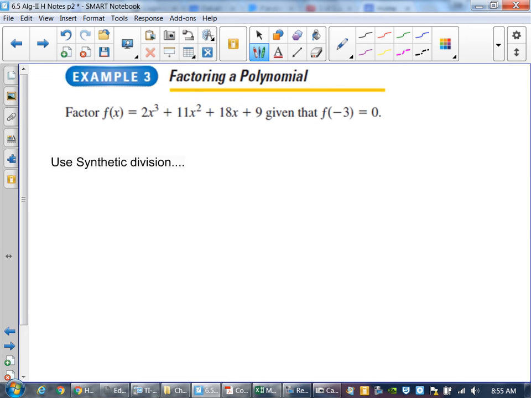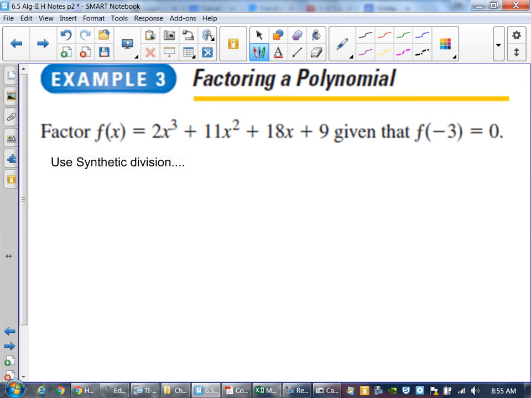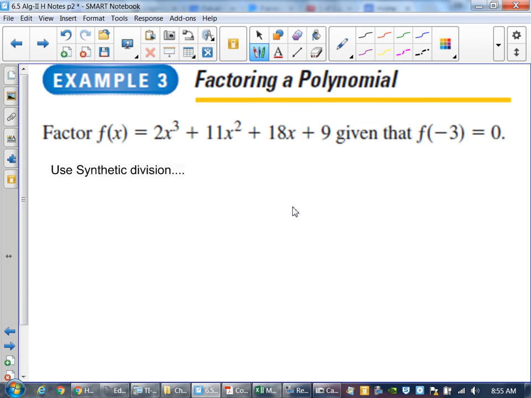So one thing I want you guys to see here is now we're going to factor a polynomial. I'm going to factor a polynomial given a 0. It says f of negative 3 is the 0. So what's the 0? Negative 3. What am I going to put on the outside? Negative 3. It tells me that f of negative 3 equals 0. That means that it is a 0, which means if negative 3 is the 0, what's its term? X plus 3. Very good. If negative 3 is your 0, your term is x plus 3.